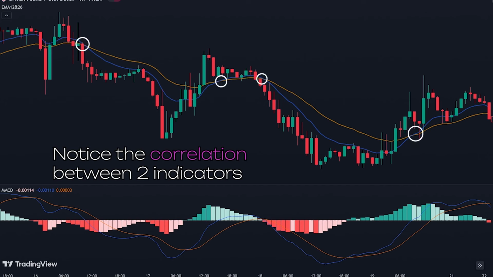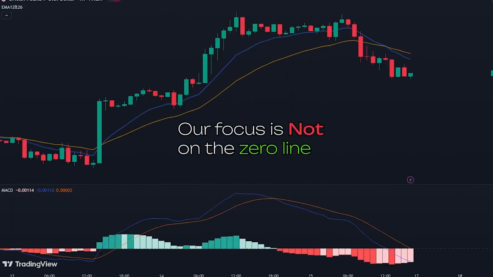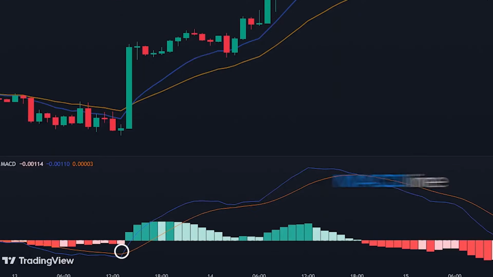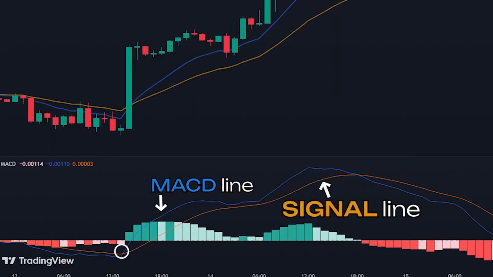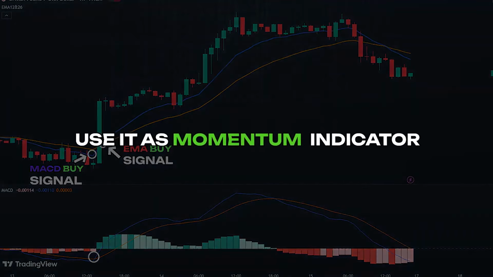Notice the correlation between the two indicators. Whenever there is a crossover on the moving averages, a corresponding crossover occurs on the MACD, but it's between the MACD line and zero line. However, it's a crucial note that our focus on the MACD is not on the zero line, but on the crossover between the MACD line and the signal line. And so, as you can see, the crossover on the MACD gave a much earlier entry signal compared to the crossover on the moving average. That's why it's better to use it as a momentum indicator.